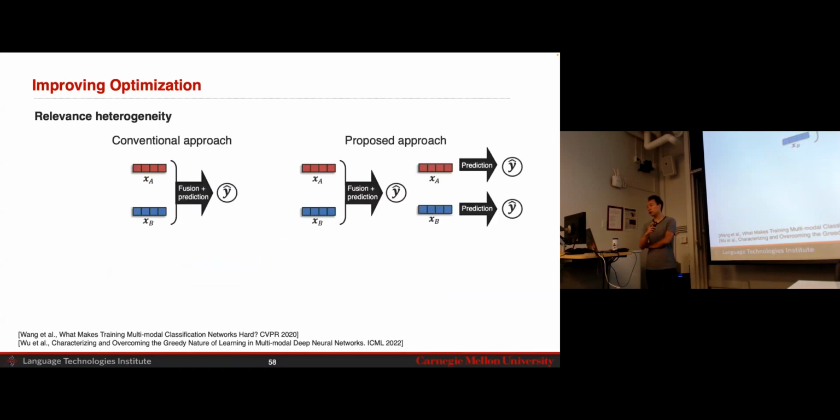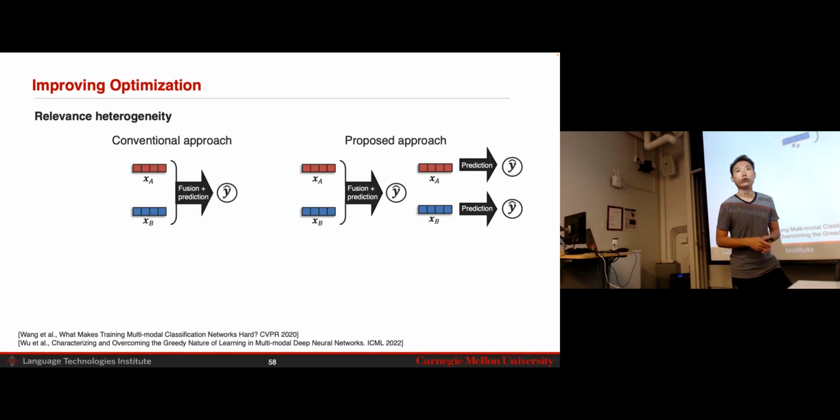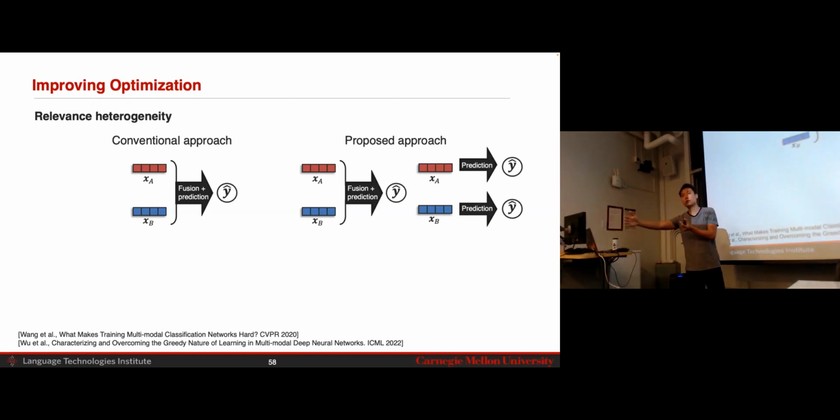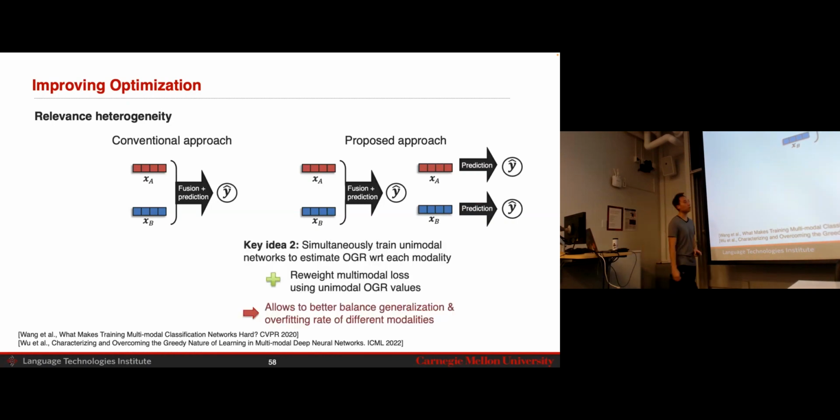One shortcoming there is that in order to compute this overfitting to generalization ratio, you need unimodal models. You need to know, if I just use that modality alone, what is the speed at which it overfits? So I need these unimodal models from each modality, and then compare to a multimodal model: how much does that modality learn, the speed of learning? It's a little bit more expensive. You need to train unimodal models to estimate how fast the modality is learning and whether it has overfitted, and you can reweight your loss based on that factor.